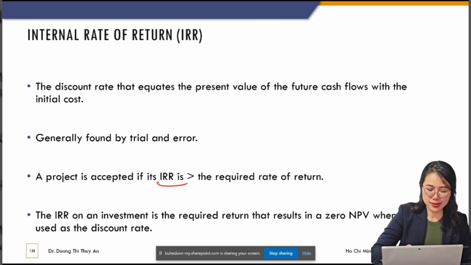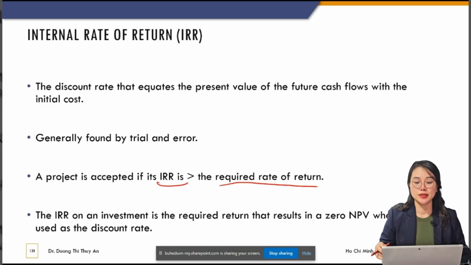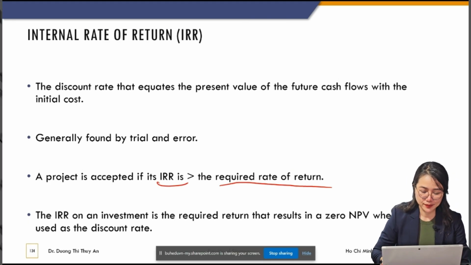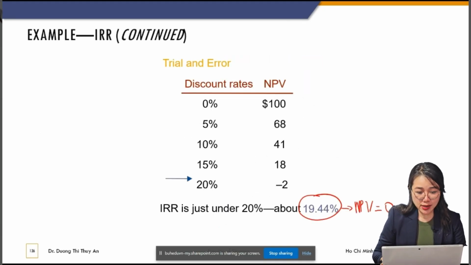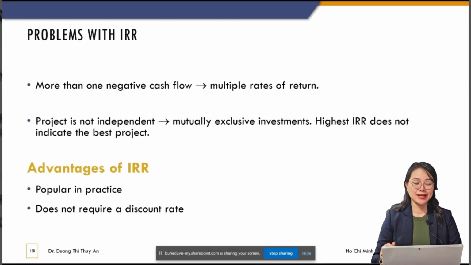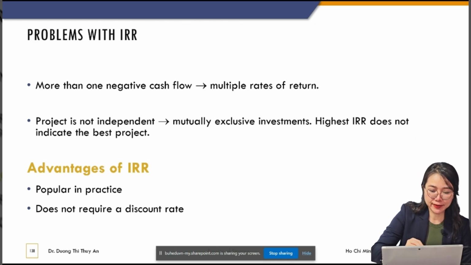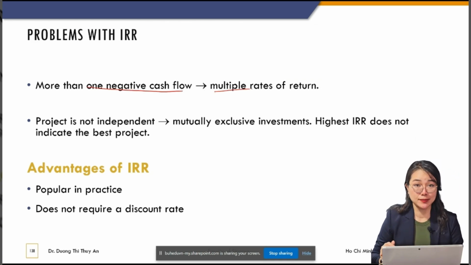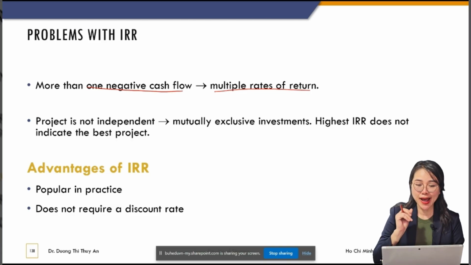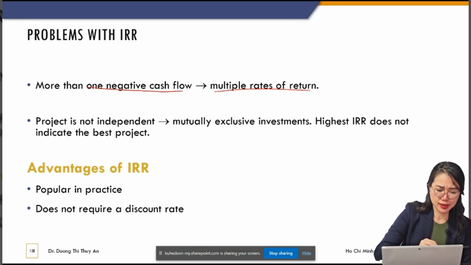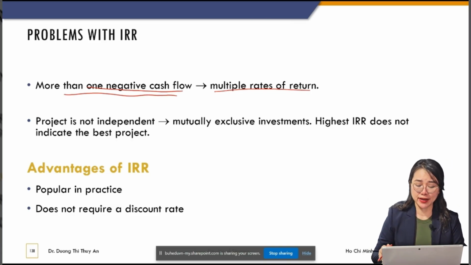The IRR has to be greater than the required rate of return. But IRR has some problems. For example, if there is more than one negative cash flow, then we have multiple rates of return, multiple IRRs. But what does it mean to say more than one negative cash flow?